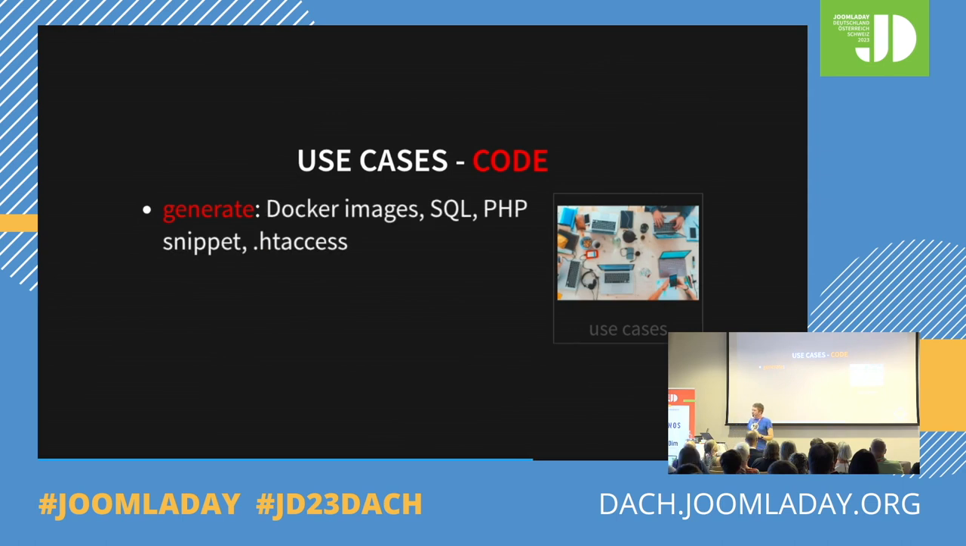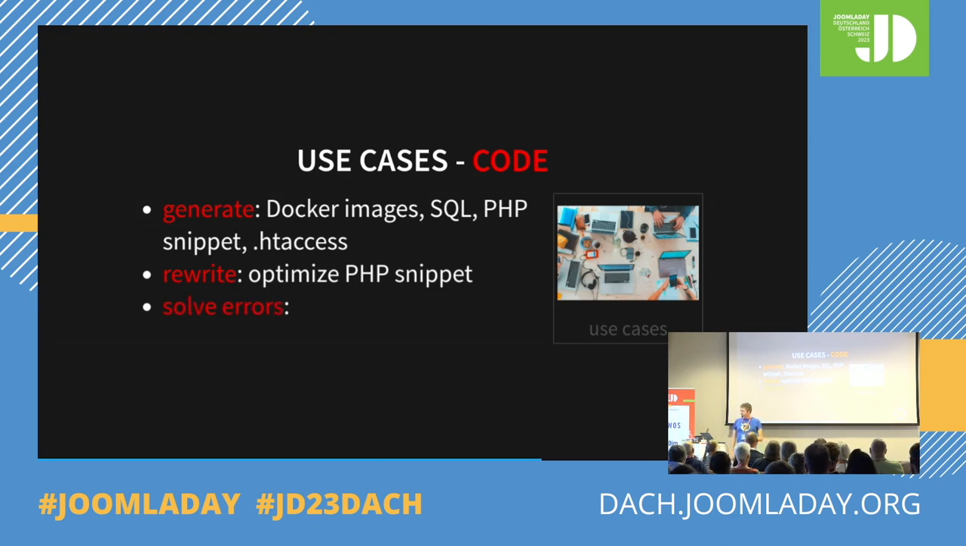Oh yeah, this is nice. You can use it for code. I use Docker, which is technical stuff to have a web server running locally. I use SQL, PHP, and you can use ChatGPT to run stuff and also to rewrite. If you have a PHP snippet, like if-else, you can say, please change it, and then it's a ternary operator. I never can pronounce that correctly. If you have Joomla errors, or if you have PHP errors, you can also put those in ChatGPT and say, explain this or solve this, and sometimes it works.